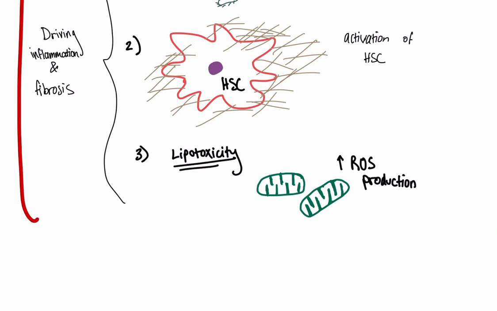And this is due to all steps in beta oxidation requiring the production of reactive oxygen species, as well as production of triglycerides in the endoplasmic reticulum, also producing reactive oxygen species, especially when overloaded in what we call ER stress, or endoplasmic reticulum stress.